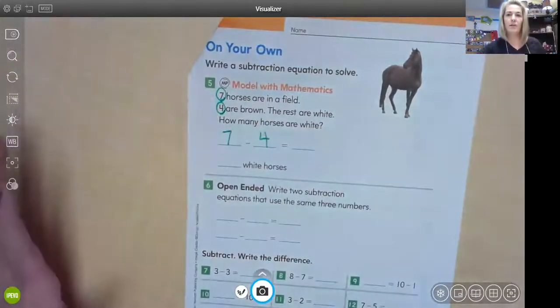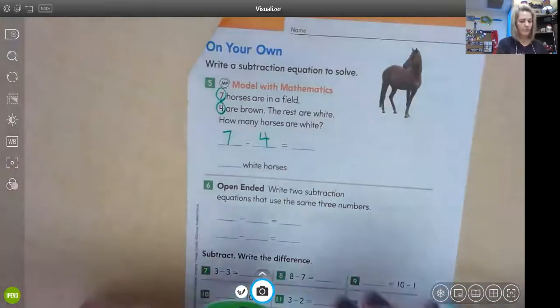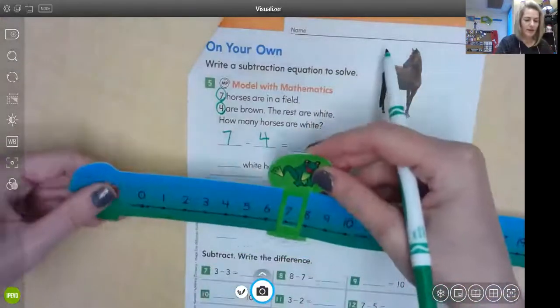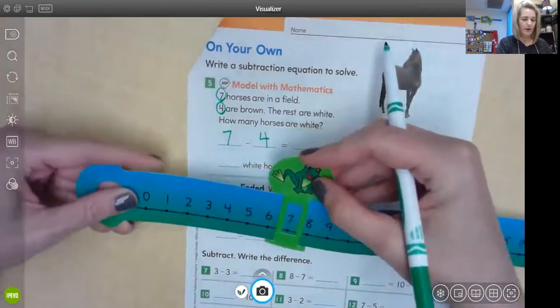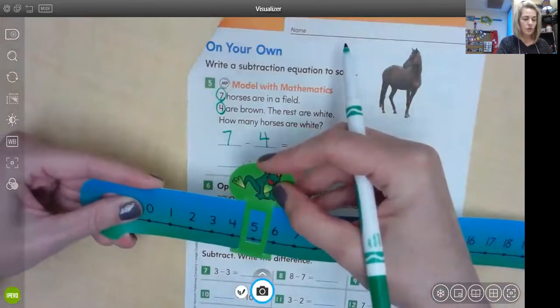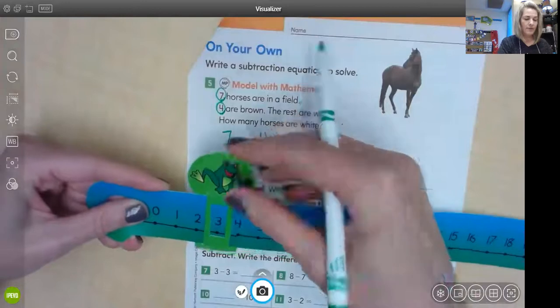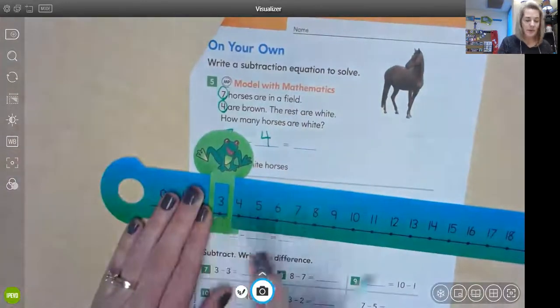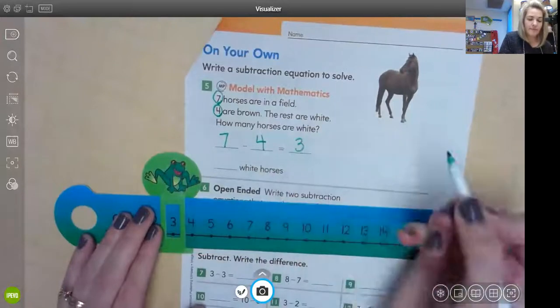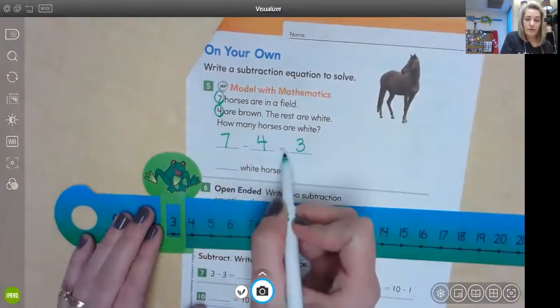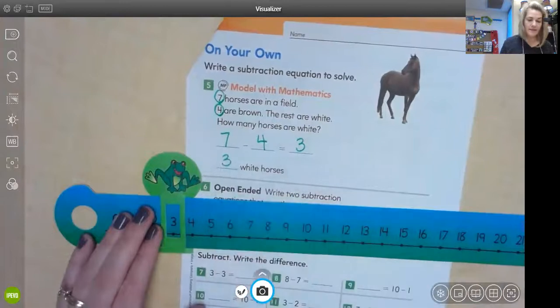I'm going to grab my jumping frog here. I like this little thing. It's very helpful. Okay, I'm going to start with 7, and I'm going to jump back 4. 1, 2, 3, 4. Notice I land on the number 3. 7 minus 4 equals 3. There are 3 white horses.